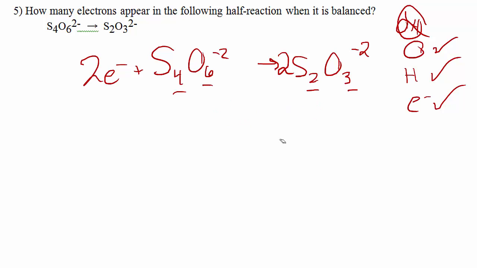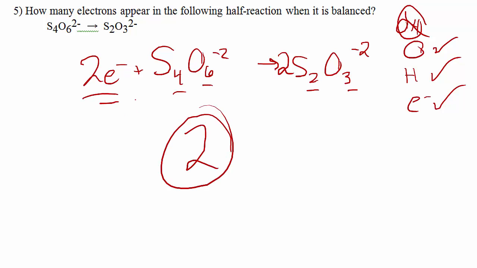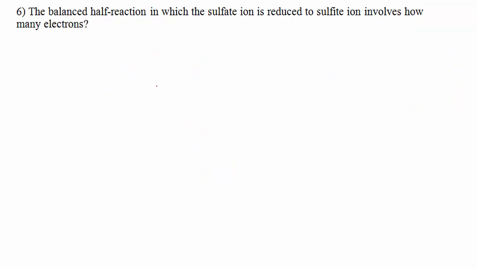So the question is, how many electrons appear in the following half reaction when it's balanced? 2. That's it. 6. The balanced half reaction in which the sulfate ion is reduced to the sulfite ion involves how many electrons? So the first thing is you've got to go, hey, what are these things? Sulfate, SO4 2-, and sulfite, SO3 2-. So it's going to become that.